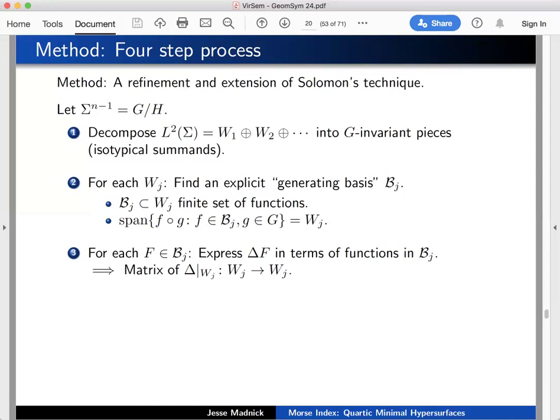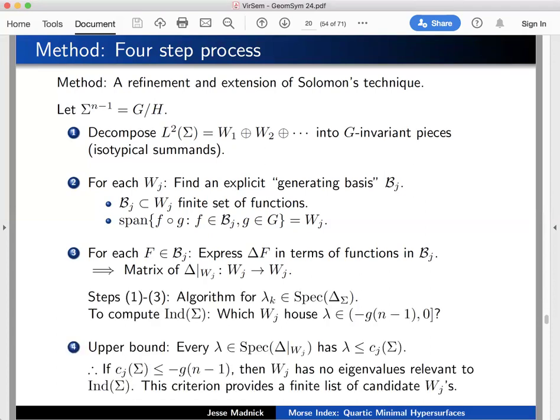But once you do that, yes, now you have the matrix of the Laplacian on each isotypical summand. And so this is enough to get an algorithm for the spectrum. Right, so steps 1 through 3 give you an algorithm that generates the eigenvalues and their multiplicities. But if you're interested in the Morse index, you don't want this procedure to go on forever. You need this process to terminate after finitely many steps. So you need to know specifically which W_Js, which isotypical summands, house eigenvalues relevant to the Morse index. So you need to know which W_Js house eigenvalues in the relevant range.